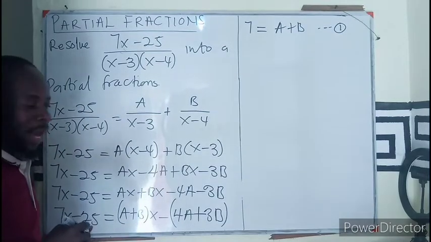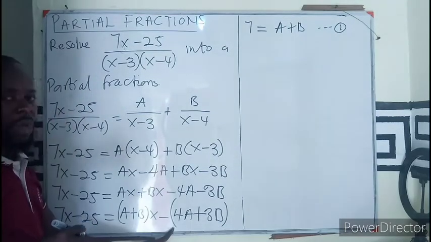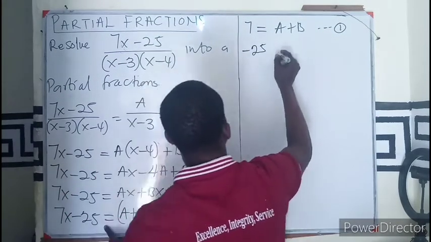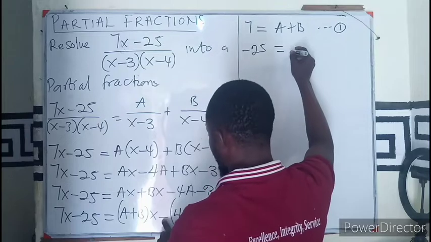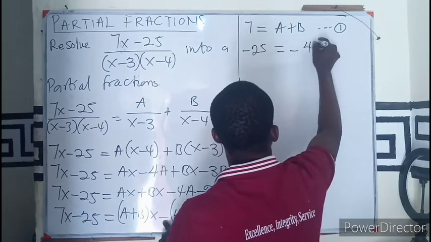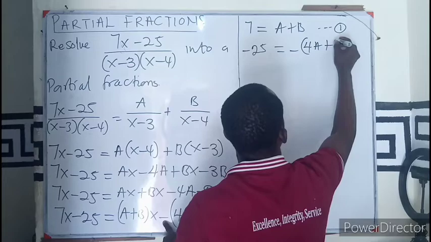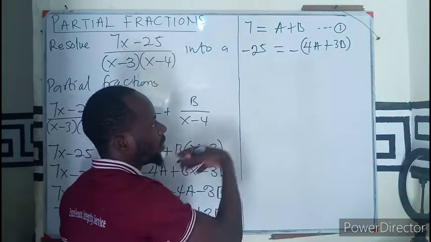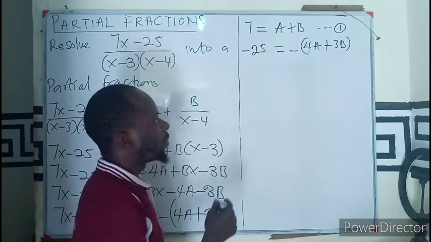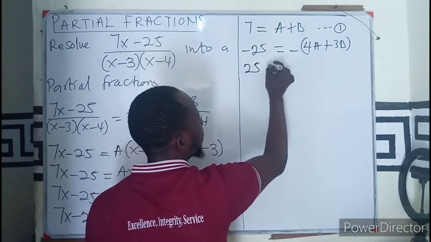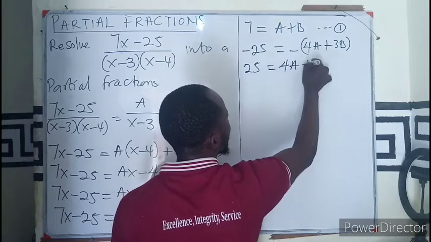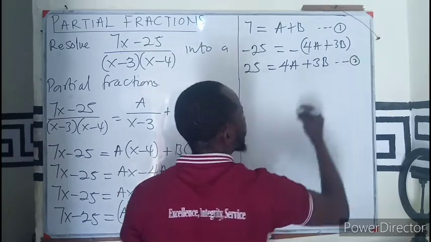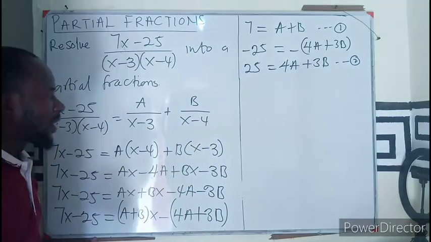Negative 25 is also a constant, and all of this is also a constant. So negative 25 is the same as negative 4A plus 3B. So what happened here? We can multiply through by negative. So I have 25 equals 4A plus 3B. So we have these two equations here.